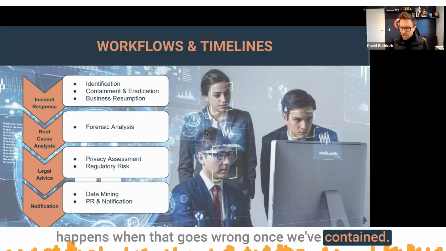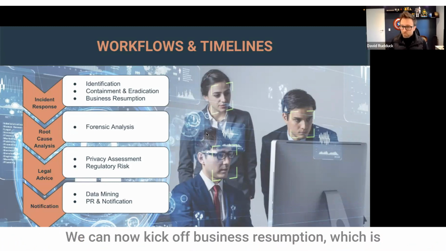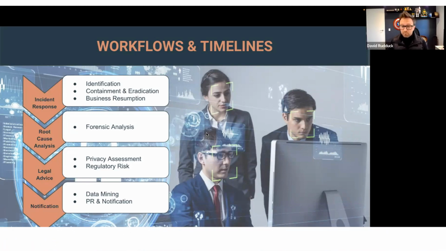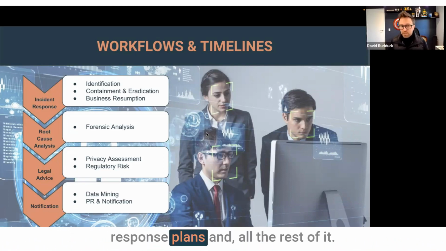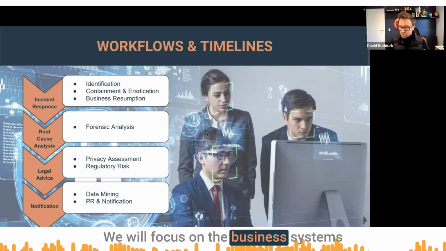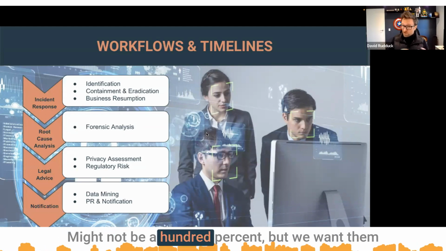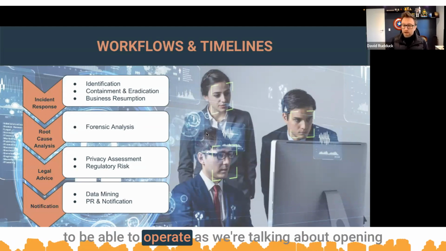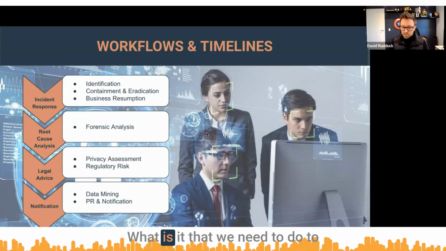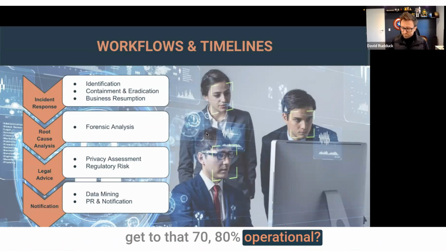Once we've contained the environment and eradicated the threat actor from it, we can now kick off business resumption, which is basically getting that business back up and running. Again, talking about incident response plans and all the rest of it, we will focus on the business systems that are most critical to that business. Our goal is to get the business back up and running. Might not be 100%, but we want them to be able to operate, as we're talking about opening gates or issuing scripts, all that sort of stuff. What is it that we need to do to get to that 70, 80% operational?